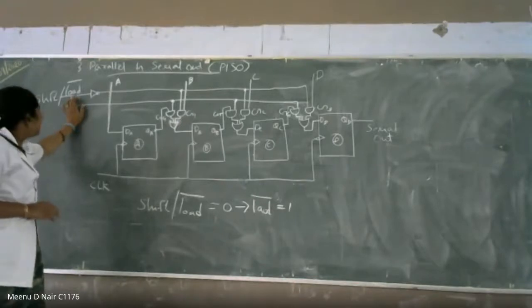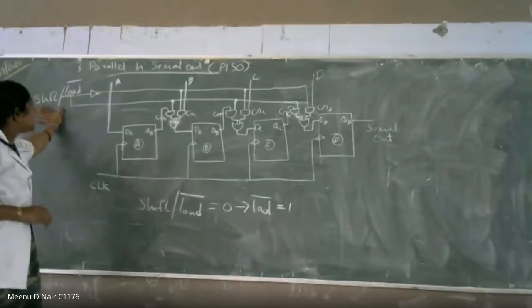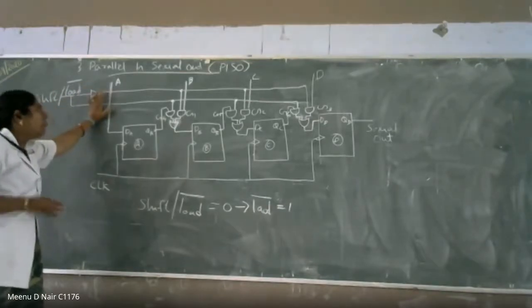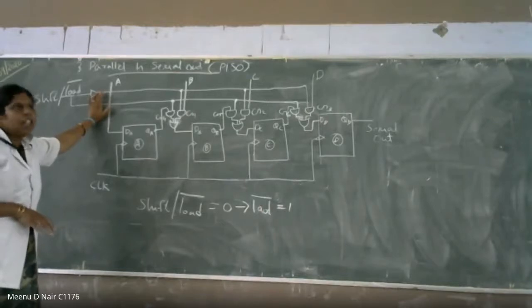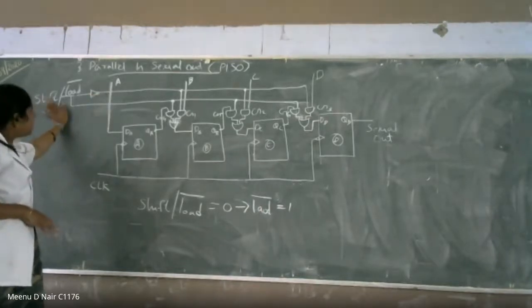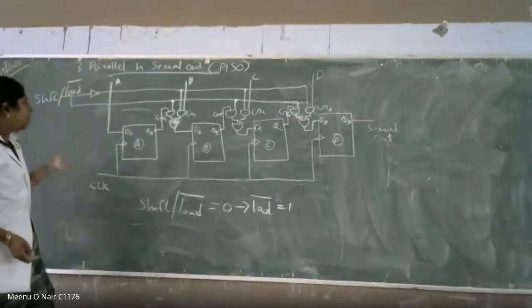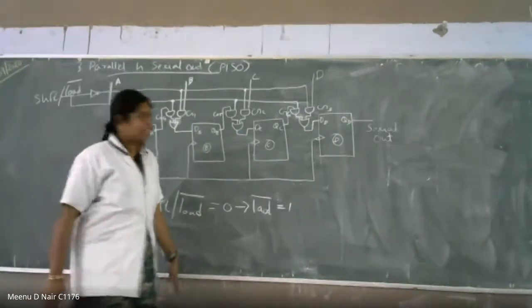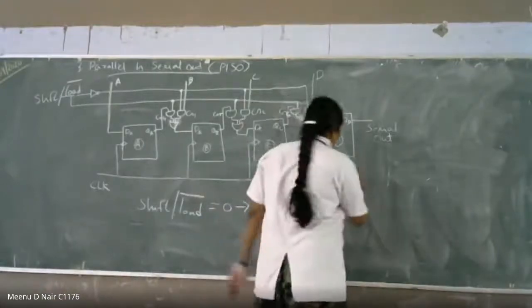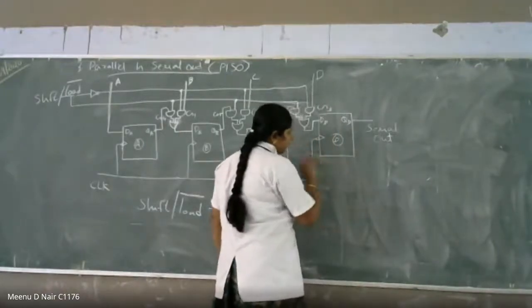So whenever the input to this is 0, it will load the parallel input A, B, C, D to the A, B, C, D registers. Whenever shift is 1, it is shifting the data from A to B, B to C, and C to D registers. So here I will draw it.